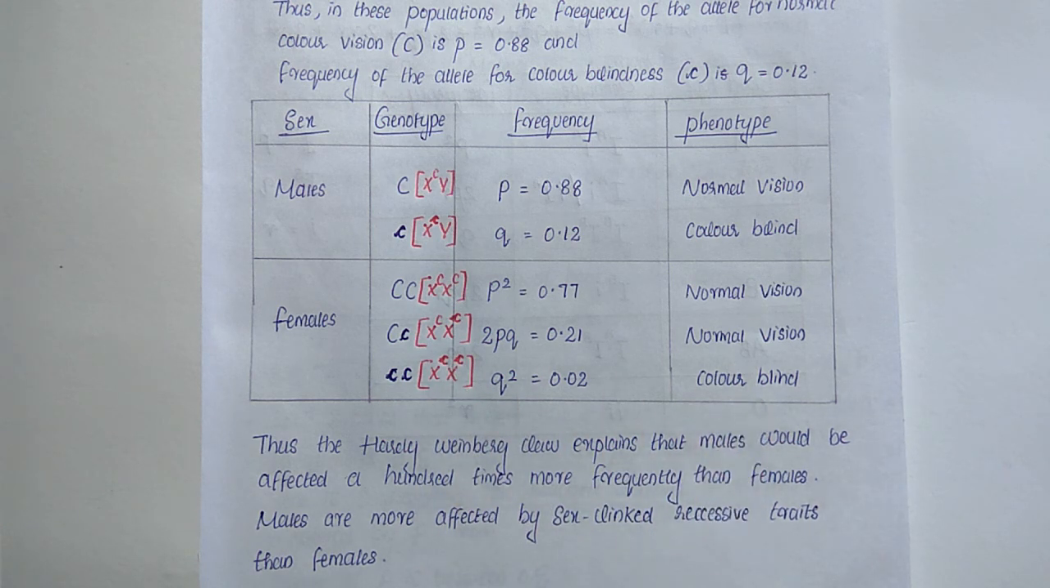Thus, the Hardy-Weinberg law explains that males are affected about 100 times more frequently than females. Males are more affected by X-linked recessive traits than females.